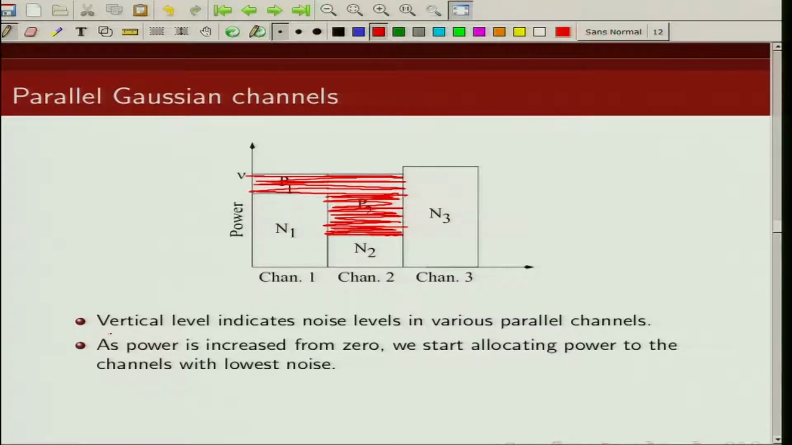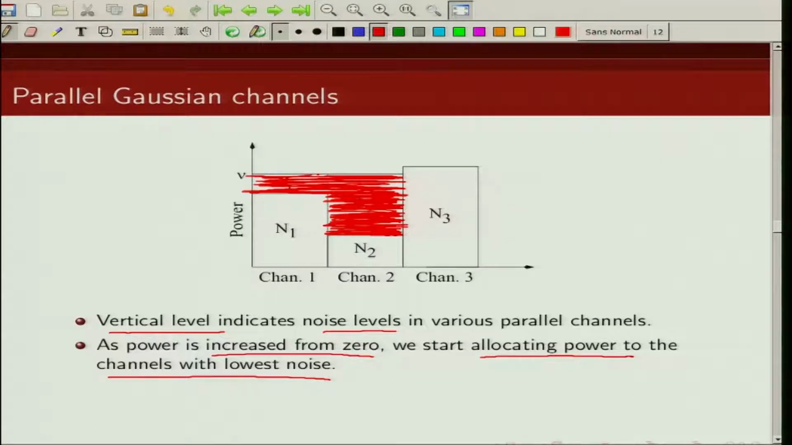So as I said, the vertical levels indicate the noise levels in various parallel channels, and as the power is increased from 0, we start allocating power to the channels with lowest noise. As I just showed you, I am first going to pour power into channel number 2 until I reach this level, and then I start pouring power into both of these channels.